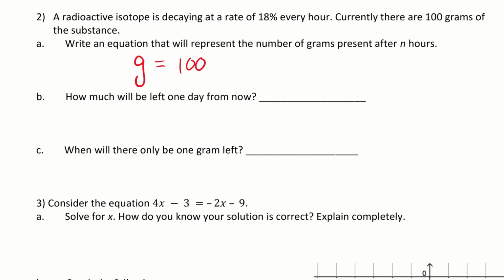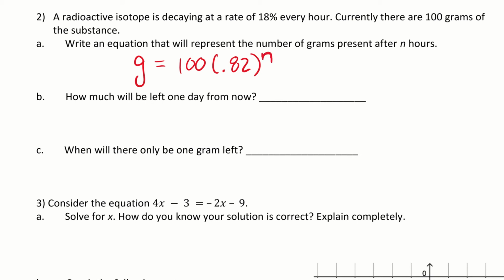Now, the way that we think about this is a decay, right? So it's decreasing. If 18% goes away, that's interesting. But what I'm interested in more is what part stays. And it's actually 82% that remains. So every single time an hour clicks by, I'm multiplying by 82% again, 0.82.